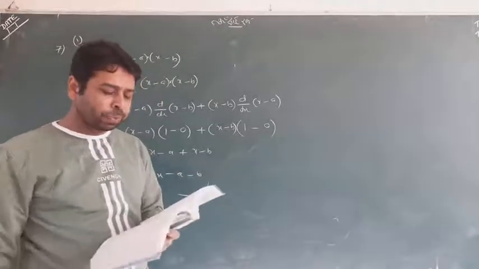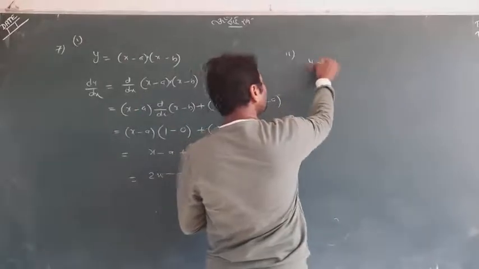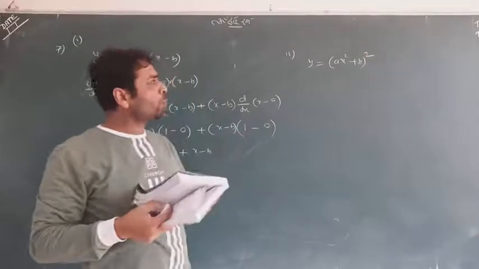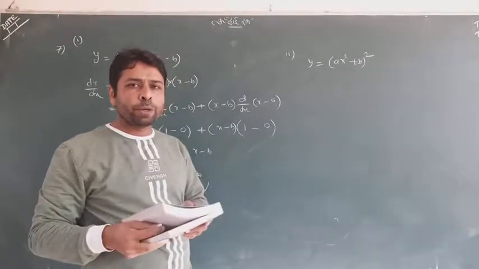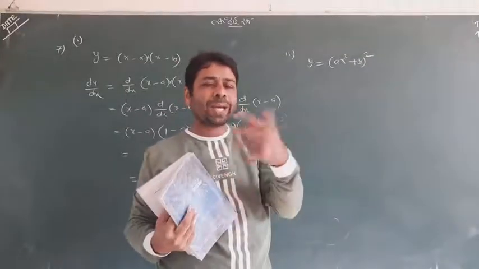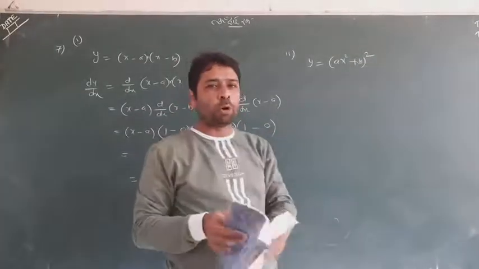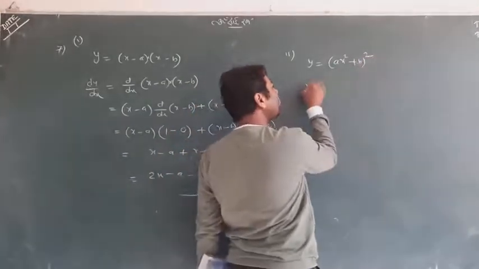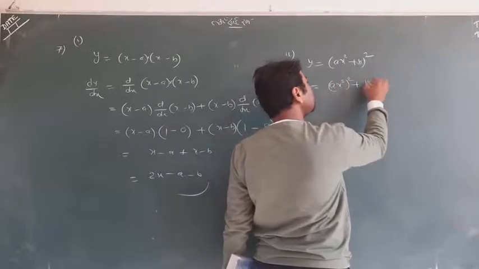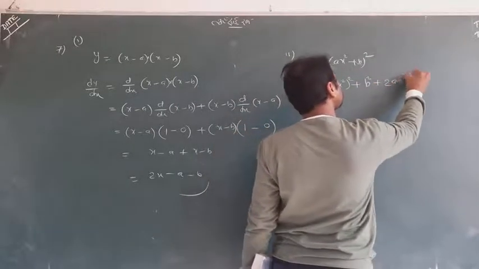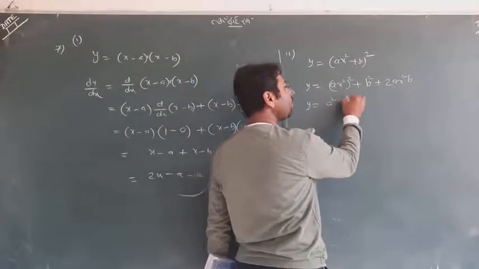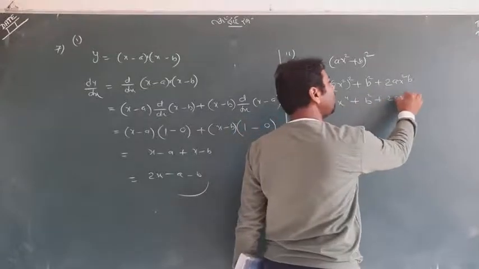One can do it easily. But question number 2: if you see this question, (ax squared plus b) whole squared. I advise you not to write 2 times (ax squared plus b) into (ax squared plus b). You can also write it that way, but don't. Expand this instead. This is a square, so one can expand it easily. First this squared, plus this squared, plus 2 a x squared b. Try to understand. We have a squared x to the power 4 plus b squared plus 2ab x squared.